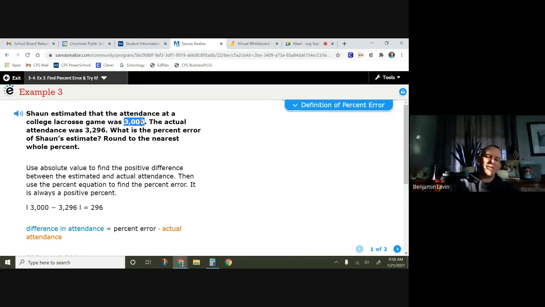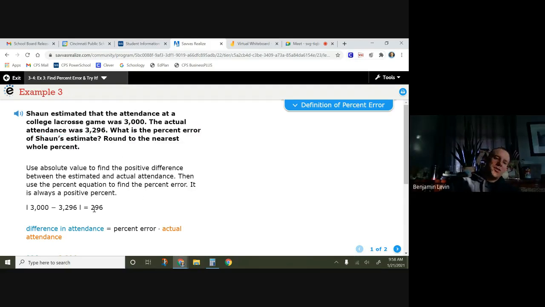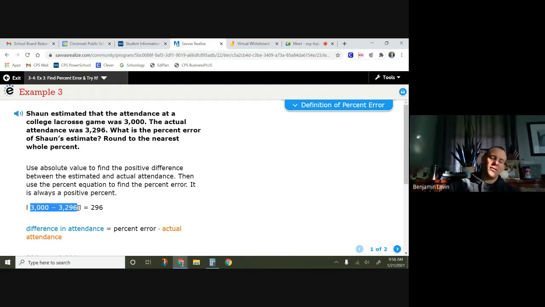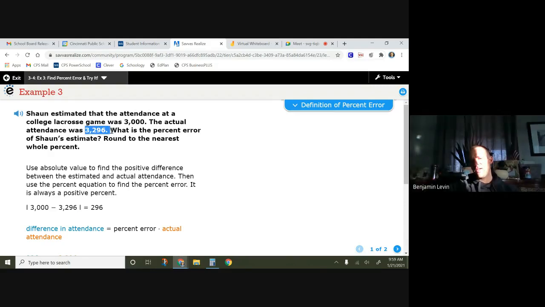So Sean estimates that there's 3,000 people here. The actual attendance was 3,296. What is the percent error of Sean's estimate? Round to the nearest whole percent. So what it's asking us is we have to subtract, and you can see the absolute value here. It's asking us to find the difference between his estimate and the actual attendance. So we can use the absolute value equation. I don't know really why it matters to use the absolute value. You could just subtract 3,296 minus 3,000 and get the exact same number here.